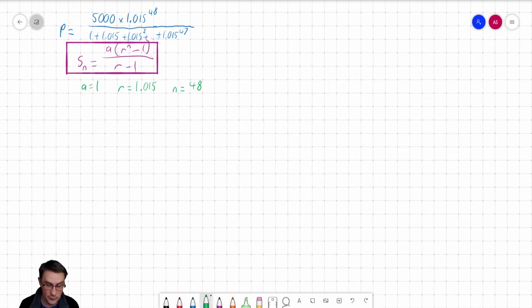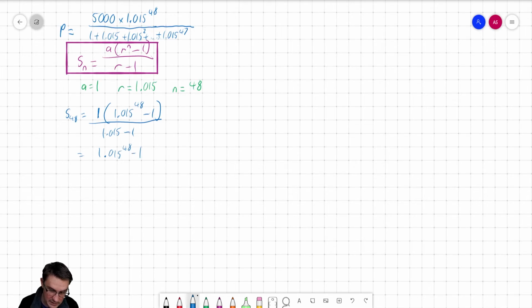Now remember, the reason n is equal to 48 is there are 48 numbers in this series, with the first one being just the number 1 by itself. That's why, even though we've got a power of 47, that is the 48th term in that series. So doing this now, we know the sum to 48 is going to be equal to 1 bracket 1.015 to the power of 48 minus 1, all over 1.015 minus 1. A little bit of simplification here: we get 1.015 to the power of 48 minus 1, and the 1 can come out of the brackets because it's been expanded with the 1 out the front. And the bottom here will just be 0.015 once we subtract that 1 from there.